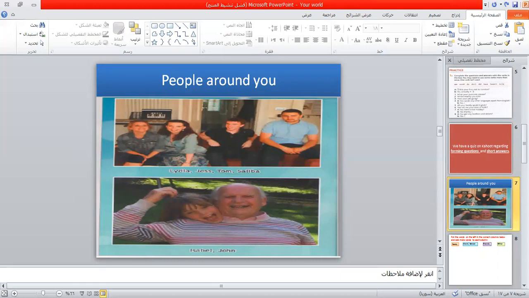Here we will move to a vocabulary section. Here we have a picture, which is people around you. I want students here in this picture to tell me something about the people around them. For example, to tell me something about their families, their friends, their schoolmates, their colleagues, everyone around them. What do they do with each other every day? This will be a lead-in to our vocabulary in this lesson.